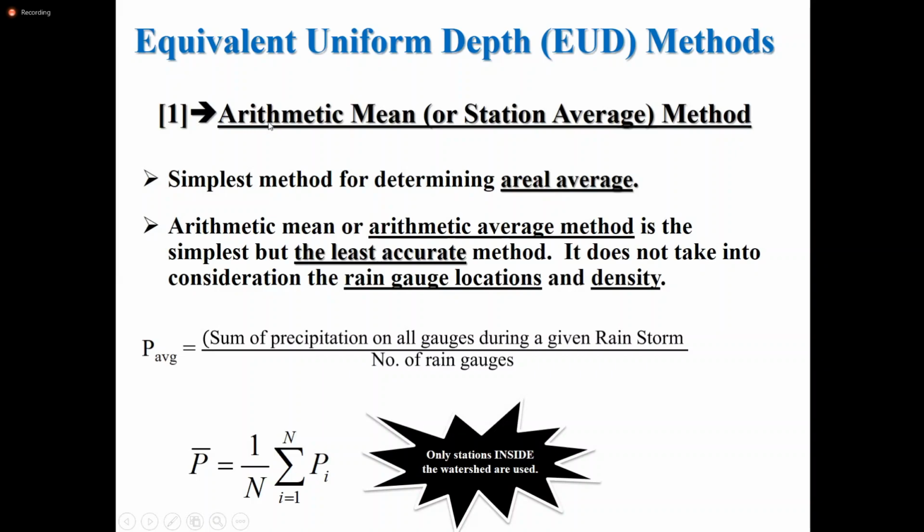The first method is called the arithmetic method or station average method. Okay, so what we do is we take a watershed. So I like to go to the advanced one, so I can use my pointer.